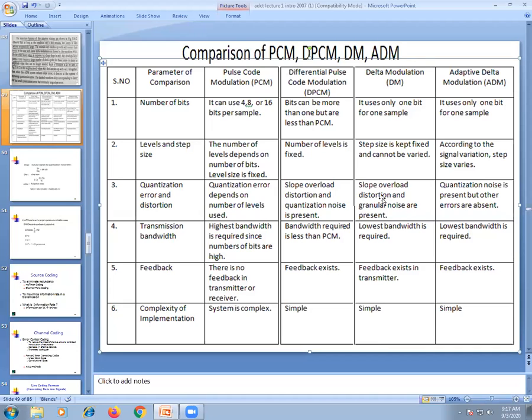Now, in order to overcome this slope overload and granular noise, go for adaptive delta modulation. In the adaptive delta modulation, quantization noise is present. That's why the adaptive delta modulation resolves the problems of slope overload and granular noise, the two problems that occurred in the delta modulation. But quantization error is more in the adaptive delta modulation. Why? Because the step size is not uniform, so error occurs.